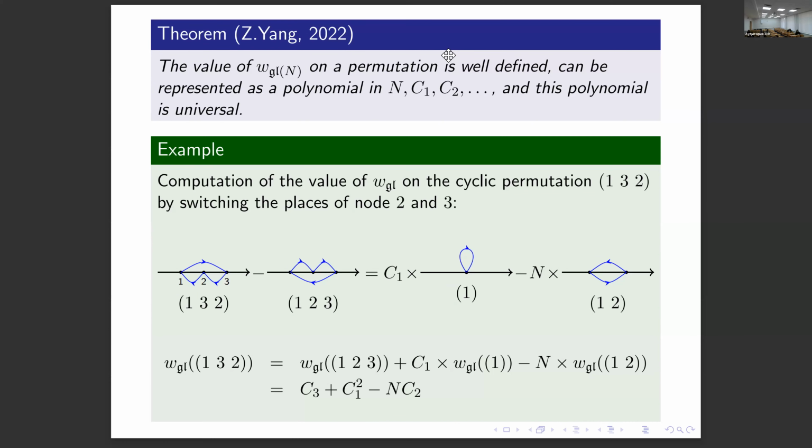So if I want to calculate the weight system of the cyclic permutation 1, 3, 2, I just switch the endpoints 2 and 3. The permutation 1, 3, 2, if you switch the endpoints 2 and 3, you get the permutation 1, 2, 3. And permutation 1, 2, 3 corresponds to the Casimir element C3.